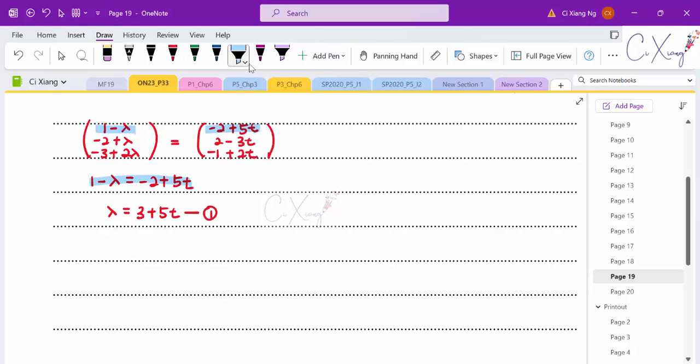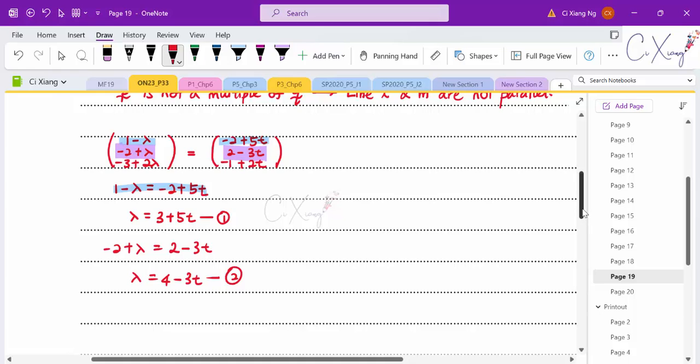Okay, after that, I want to use the second equation. Negative 2 plus lambda equals 2 minus 3t. So again, make it lambda in terms of t. So I'm having 4 minus 3t, and this is my second equation.